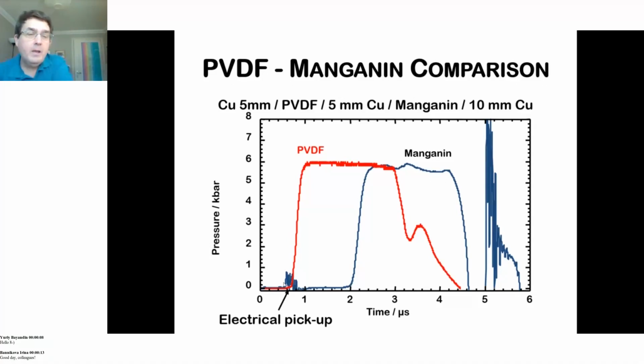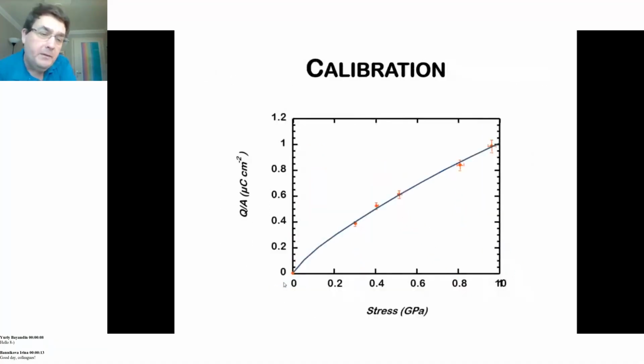So, first instance, be careful with what types of gauge you put into your system and where you put those gauges. Here's a calibration curve for PVDF, charge given out per unit area of PVDF linked to stress. These kinds of curves are very useful. PVDF is not as widely calibrated as manganin, so people keep adding to the accuracy of this system.